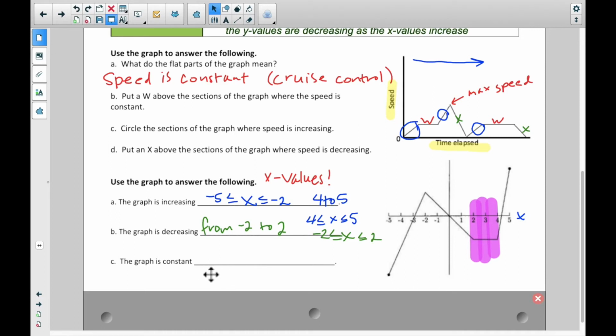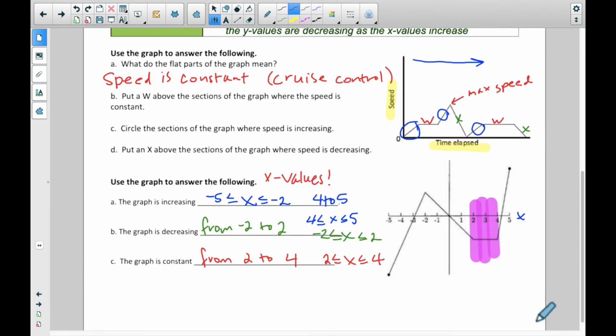Okay, the last question here is asking us, where is it constant? Constant is where it's flat, but again, we look at our x values, and if we said this as a sentence, we would just say from 2 to 4. If we said it as an inequality, we would say 2 is less than or equal to x is less than or equal to 4. Okay, let's turn the page.